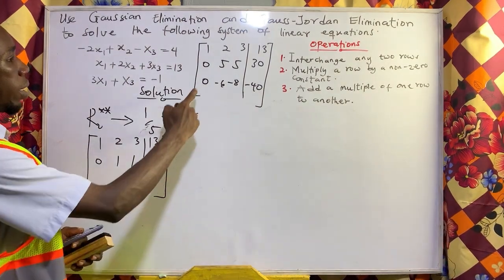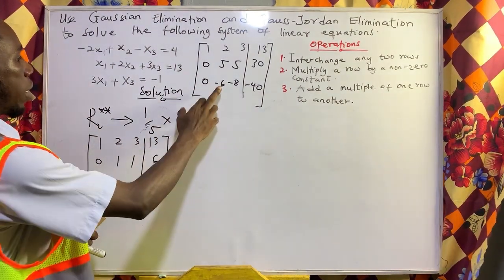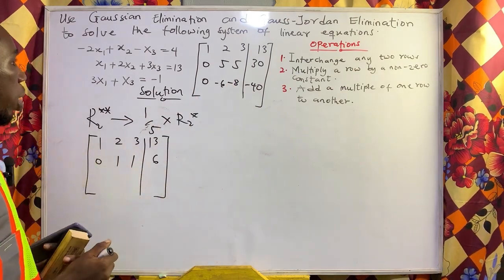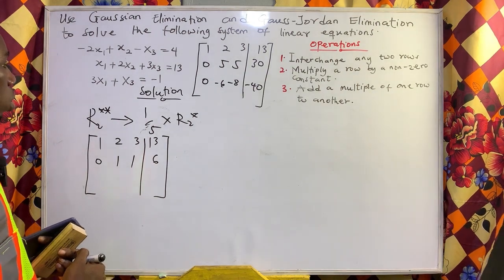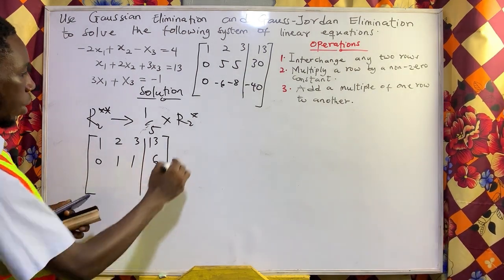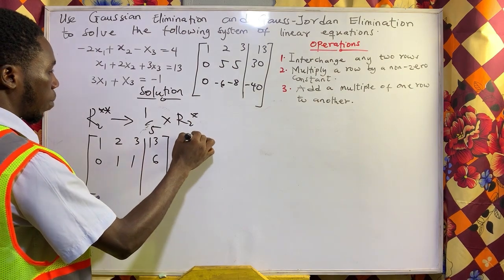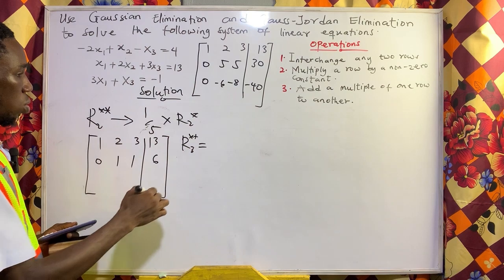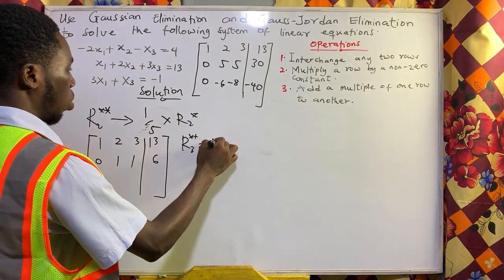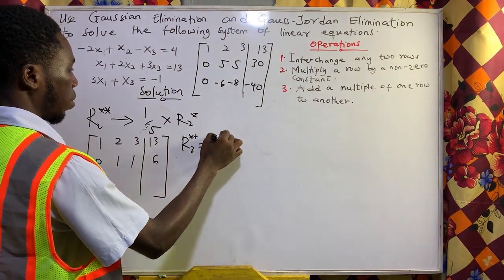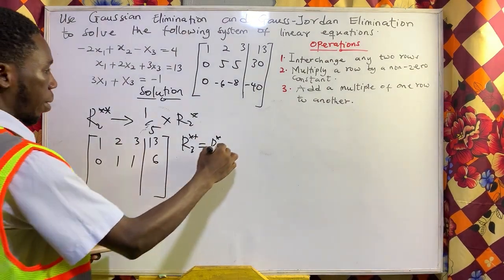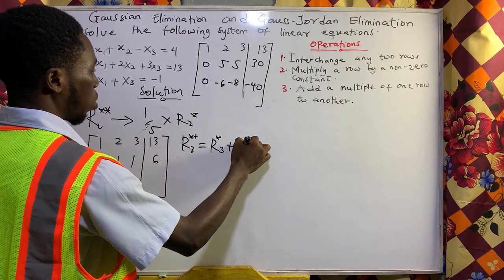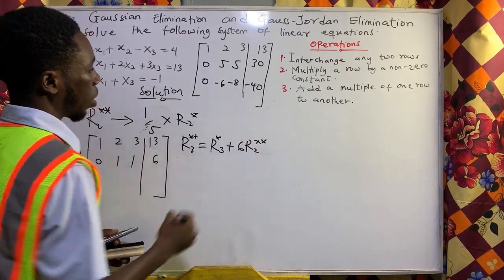So now I want to maintain this 0. I want to make this 0, and I also want to make this value 1. So let's look at what you are going to do next. Okay, so what we are going to do next is that our new row 3 will be equal to the current row 3 plus 6 times our new row 2.